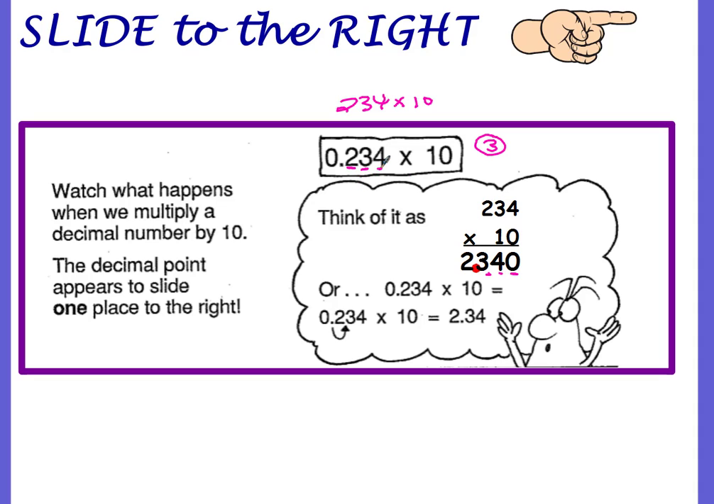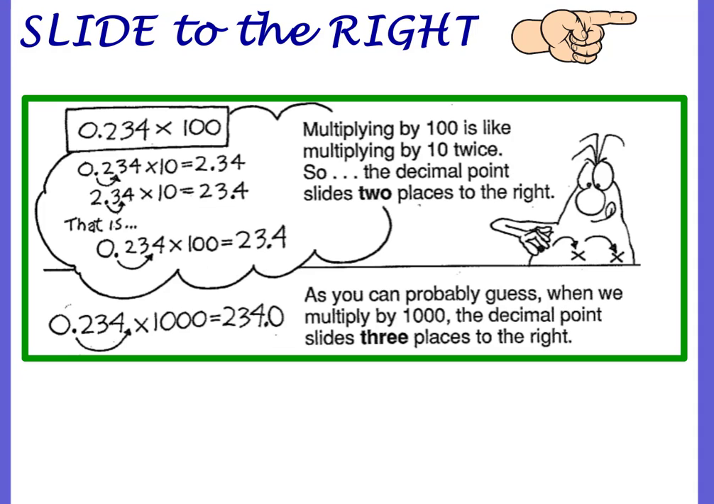So how did it change compared to this 0.234? Well, the decimal point moved one place to the right, didn't it? It went from in front of the 2 to being behind the 2. What happens if we multiply by 100? Well, when we multiplied by 10, we slid one place to the right, so how many times do you think we're going to slide multiplying by 100? 2 places to the right.